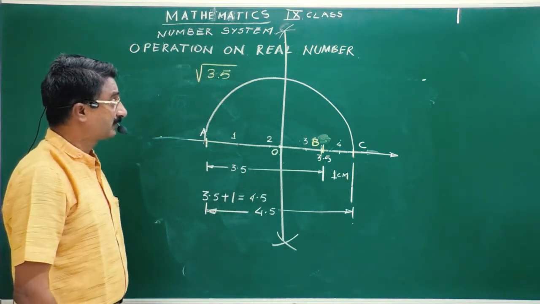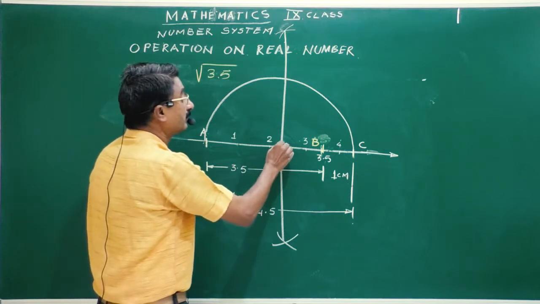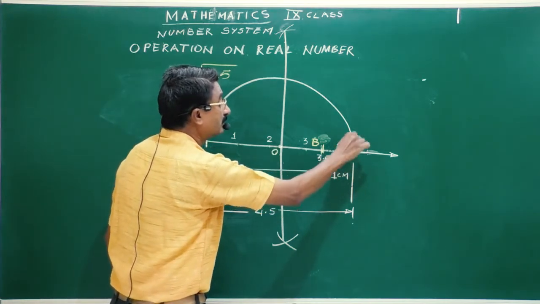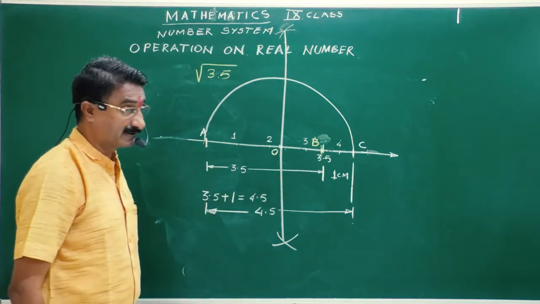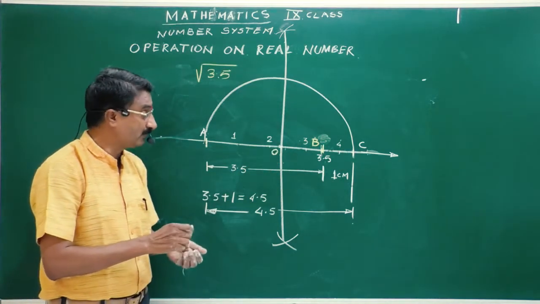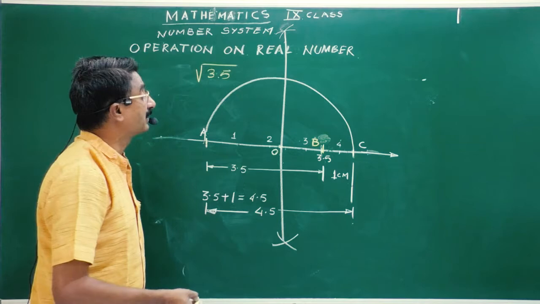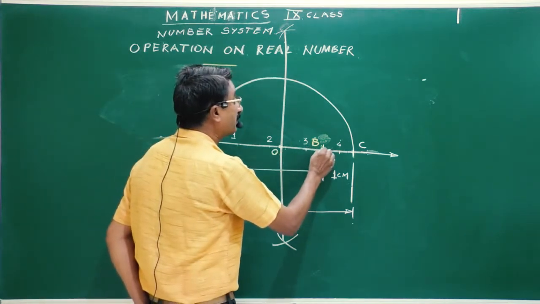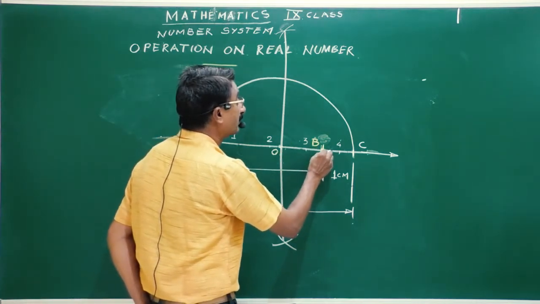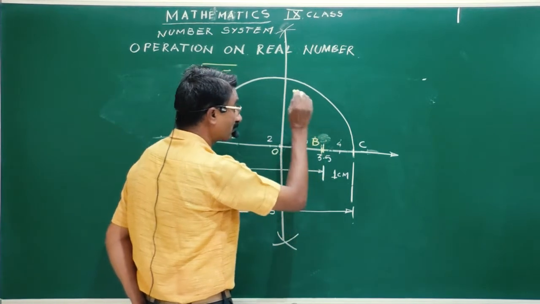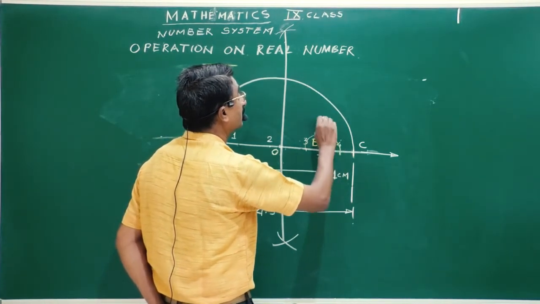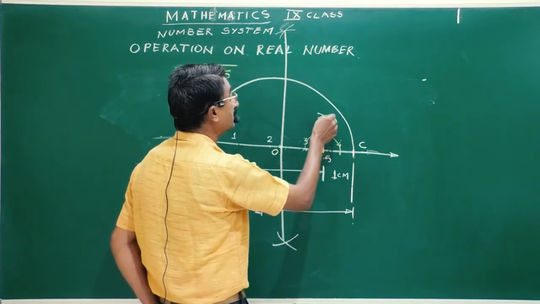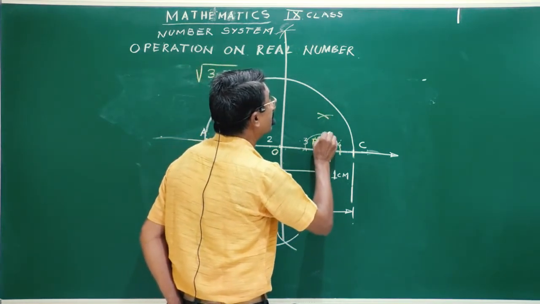Draw a semicircle by taking the radius OC, because O is the center of AC, so OC will be the radius. Yes, it is not finished here yet, one more task is left. At point B, we have to draw a perpendicular again. Yesterday I told you how to draw the perpendicular. Mark one arc, then draw here, bisect these points and extend this one.